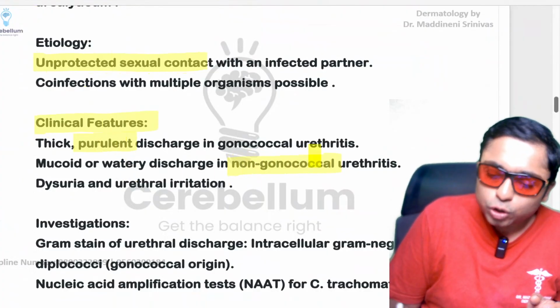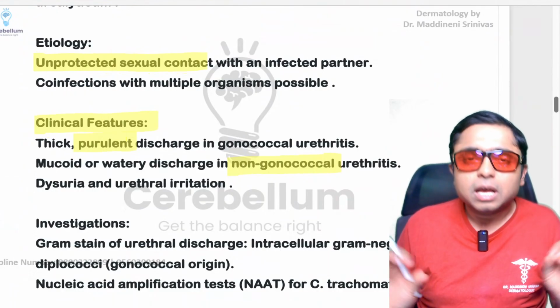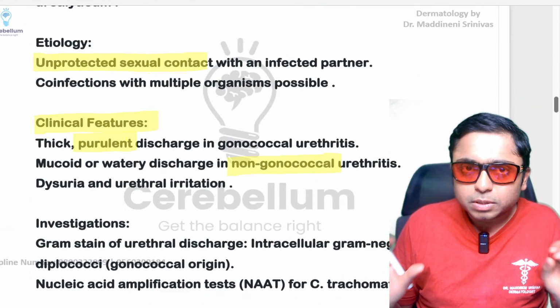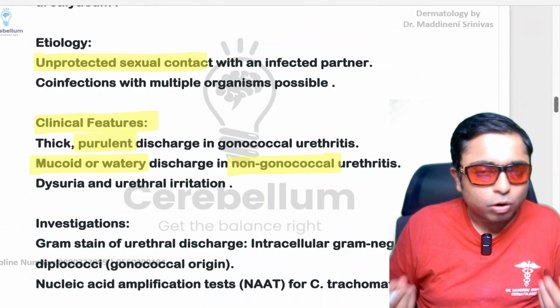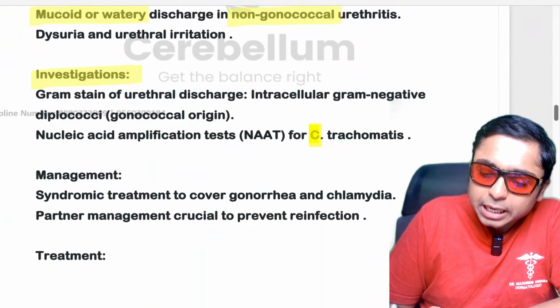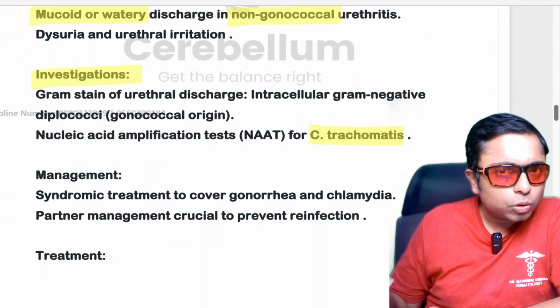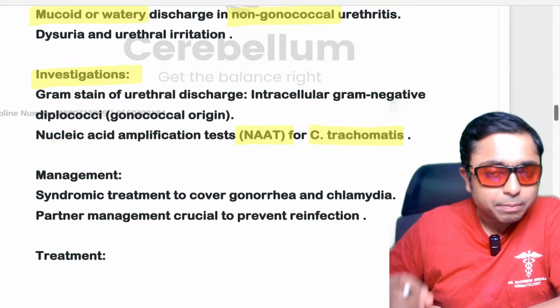Whereas in the case of non-gonococcal urethritis, the patients will be chill and relaxed, with not much constitutional symptoms, and mucoid or watery discharge may come out through the urethra. Coming to the investigation, which is important: remember, for Chlamydia trachomatis, non-gonococcal urethritis, the investigation is NAAT, nucleic acid amplification test.